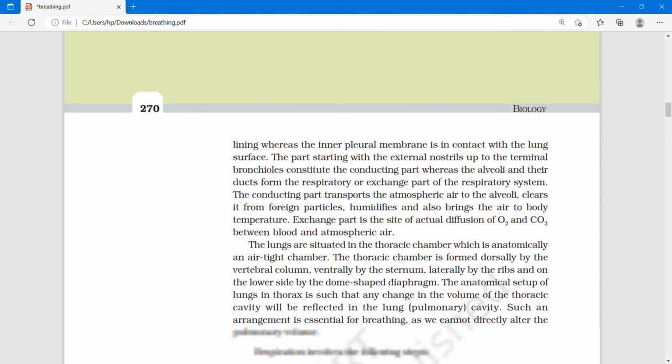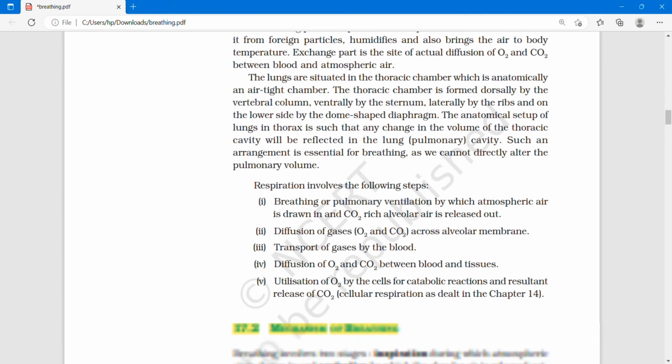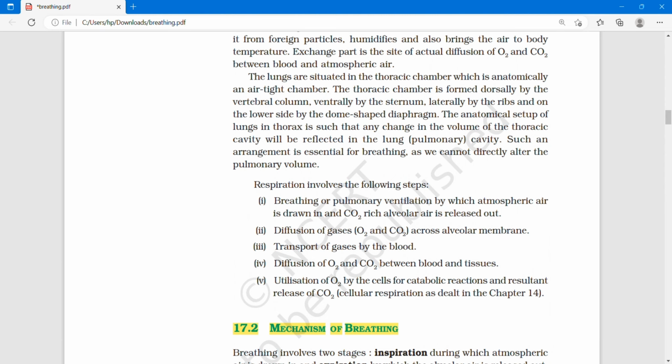The lung is situated in the thoracic chamber, which is anatomically an airtight chamber. The thoracic chamber is formed dorsally by the vertebral column, ventrally by sternum, laterally by the ribs, and on the lower side by the dome-shaped diaphragm. The anatomical setup of the lungs and thorax is such that any change in the volume of the thoracic cavity will be reflected in the lungs, that is pulmonary cavity. Such an arrangement is essential for breathing as we cannot directly alter the pulmonary volume.